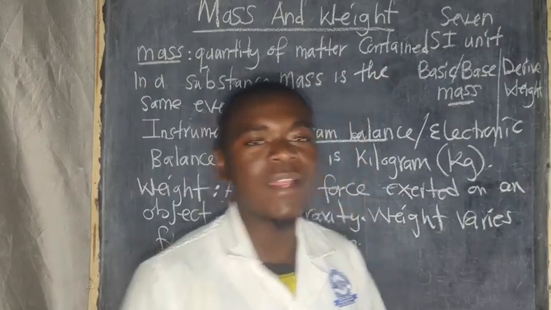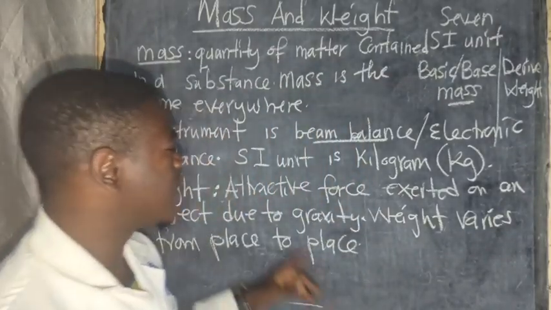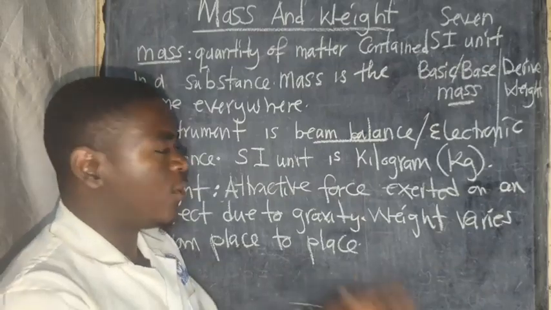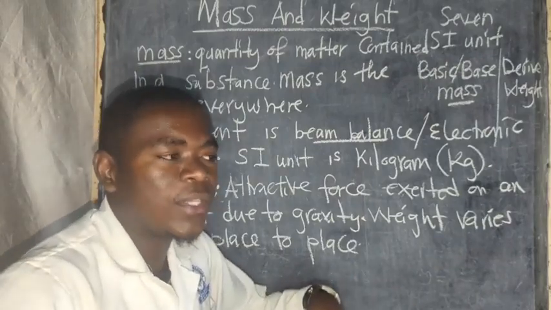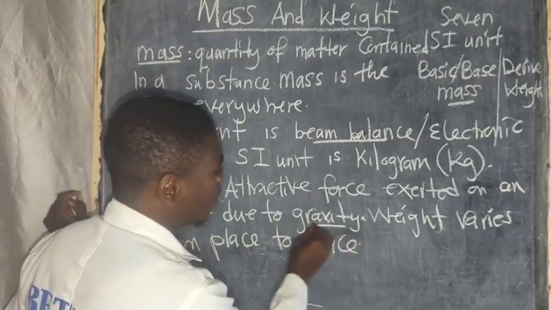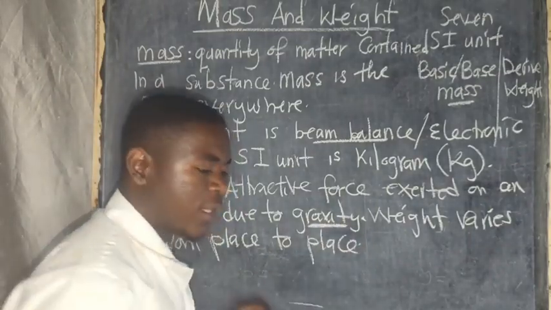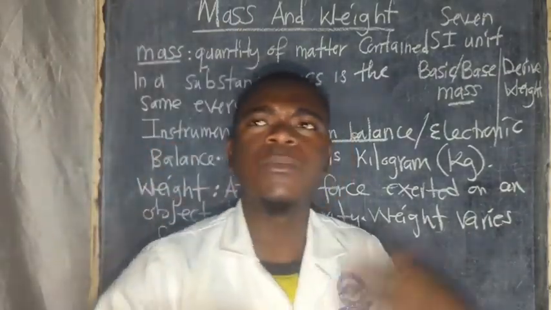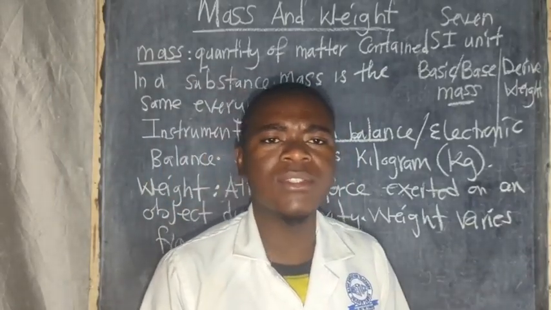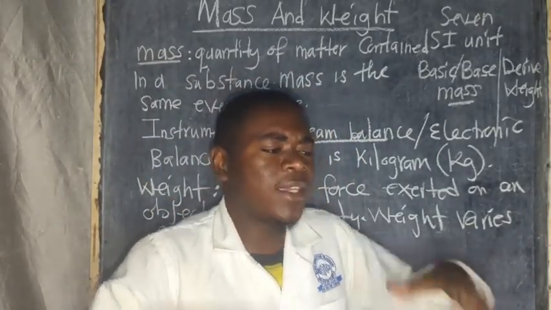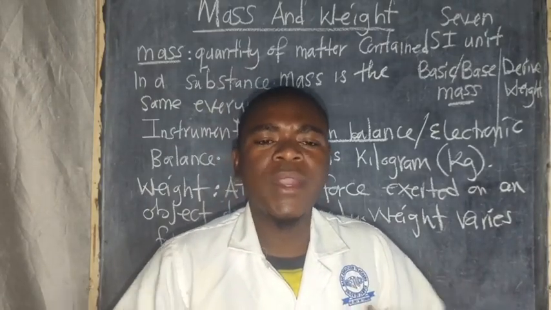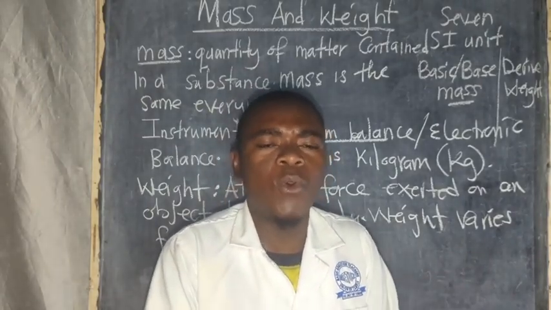So you discover now that weight is just the attractive force exerted on an object due to gravity. So there is gravity involved. This is the reason why you can even observe this by yourself. When you go to certain places, you discover that you will either gain or lose weight, because weight is affected by the pull of gravity.